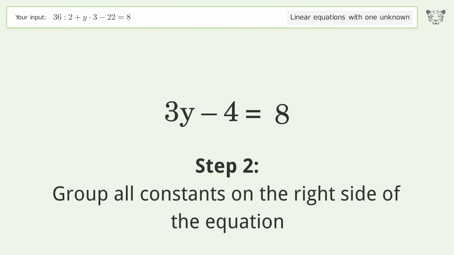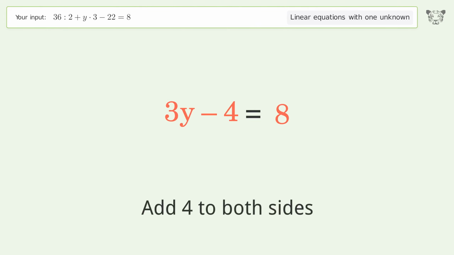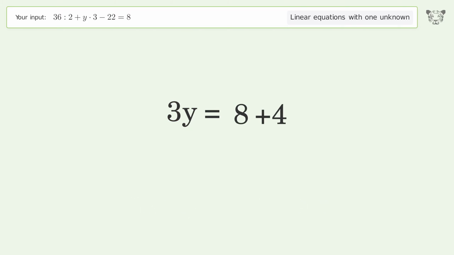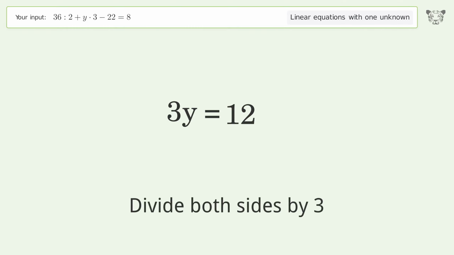Group all constants on the right side of the equation. Add 4 to both sides. Simplify the arithmetic. Isolate the y. Divide both sides by 3.